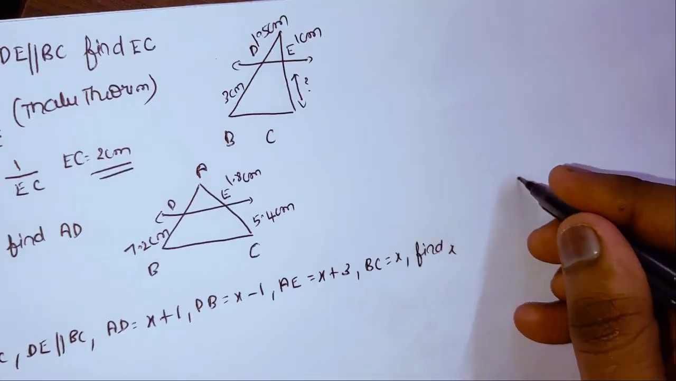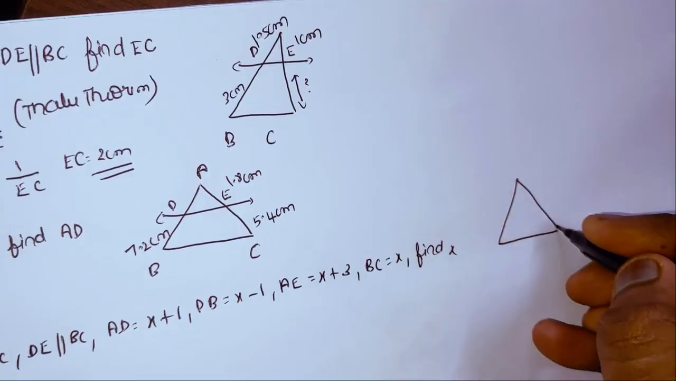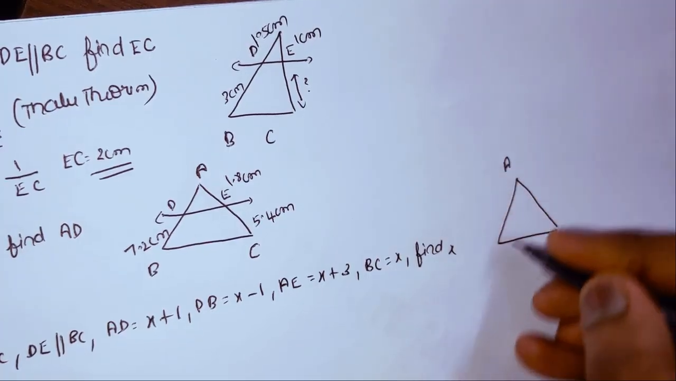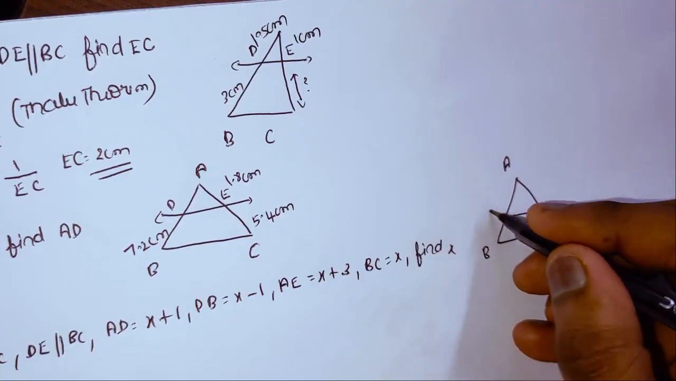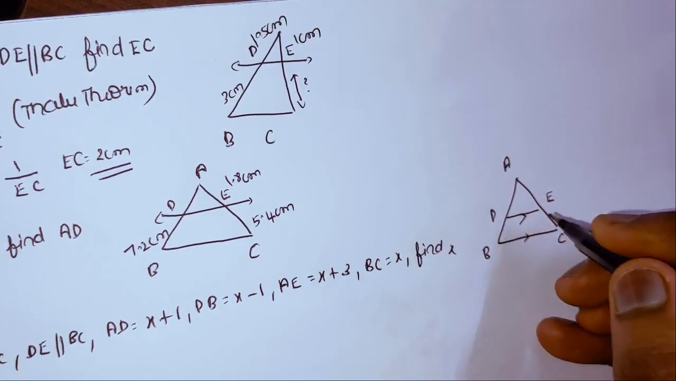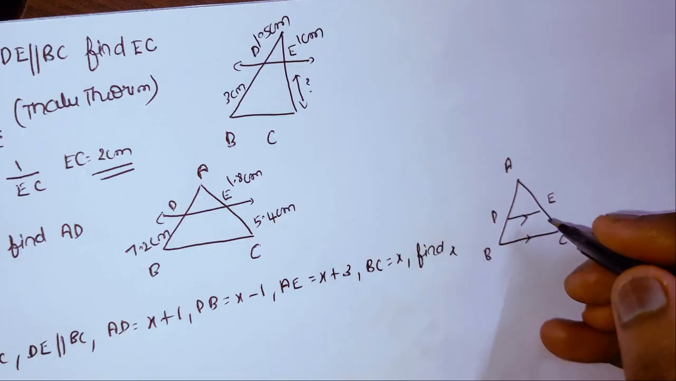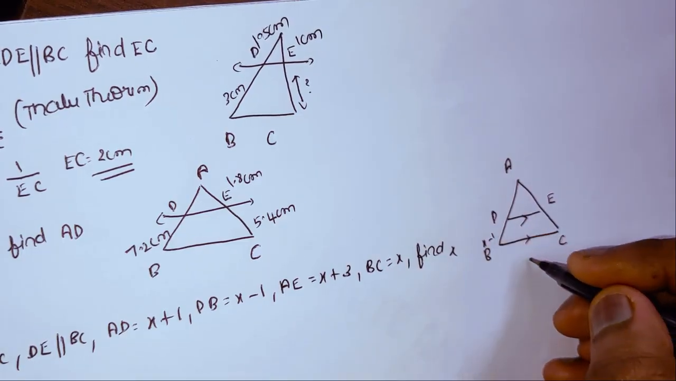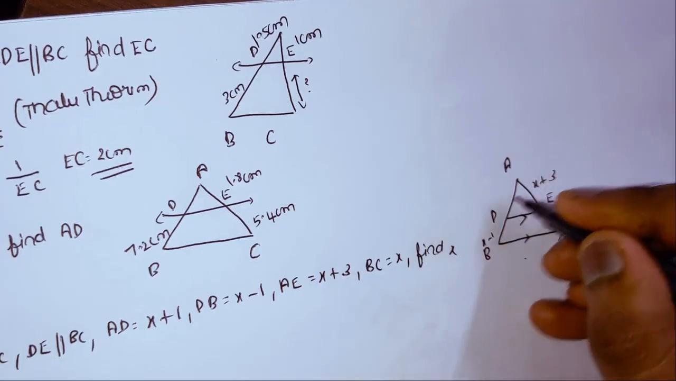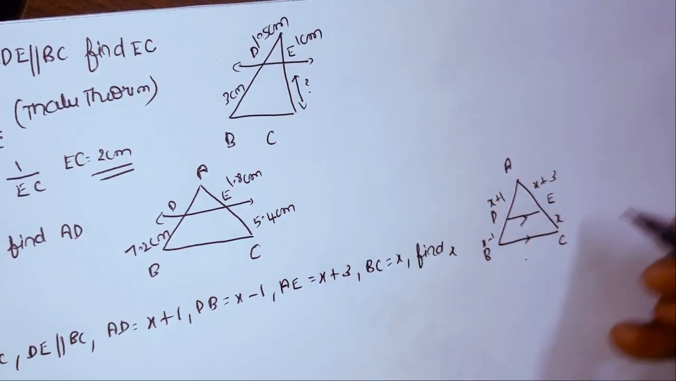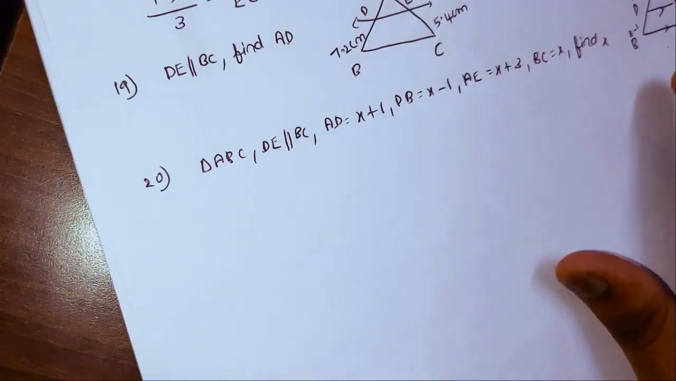I will draw the diagram. ABC. DE is given as parallel to BC. This is x minus 1. This is x. This is x plus 3. This is x plus 1. To find the value of x.